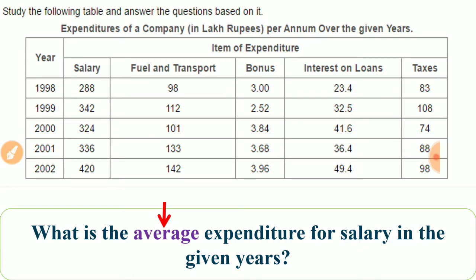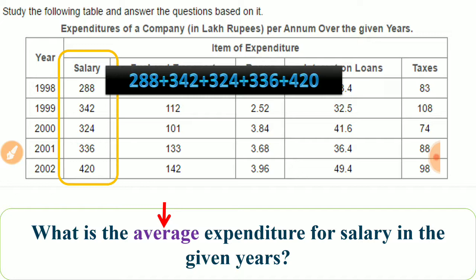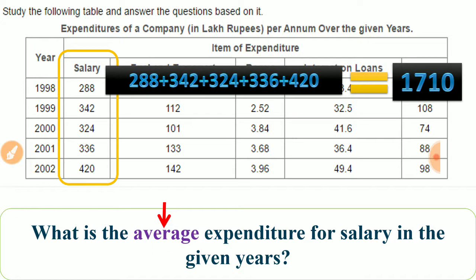So average, we know, is the sum of the total divided by the number of items. So that is average, right? So average of salary. Salary is there in the yellow box. So average of salary means what? We have to add the values: 288 plus 342 plus 324 plus 336 plus 420 vertically. Right? So the sum is 1710.